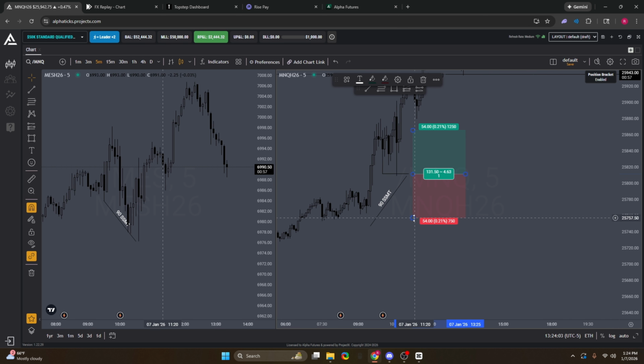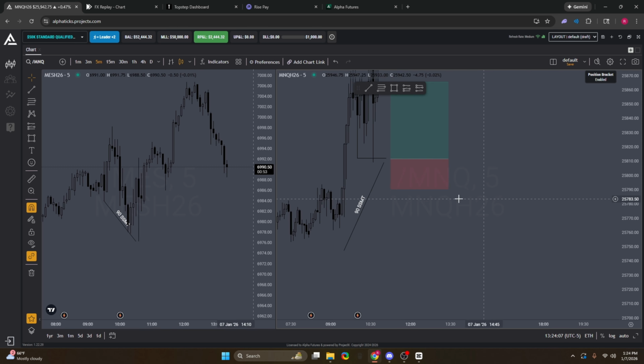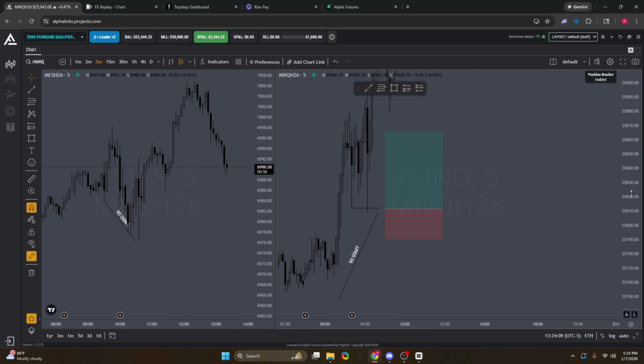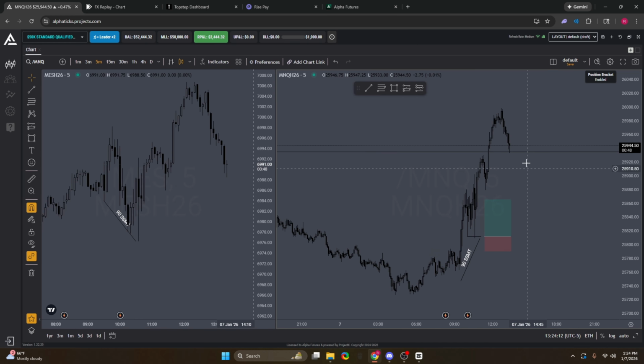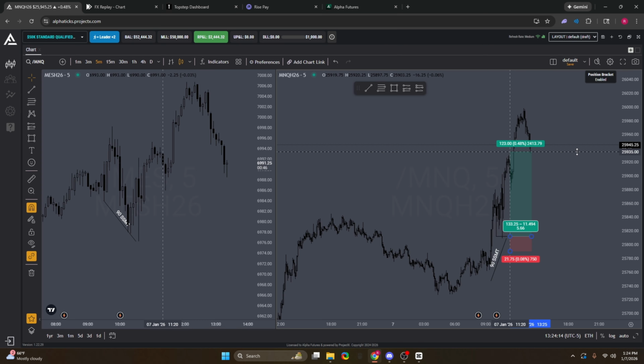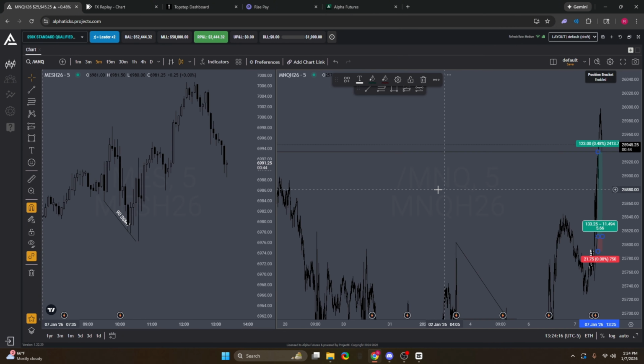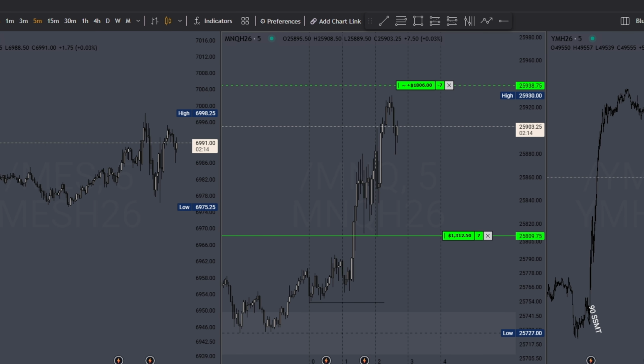I had around a 20-point stop just right below this fair value gap, and I got barely any drawdown, and it gave me around a 5.66 R. This is just a quick recording of the trade that I took today.